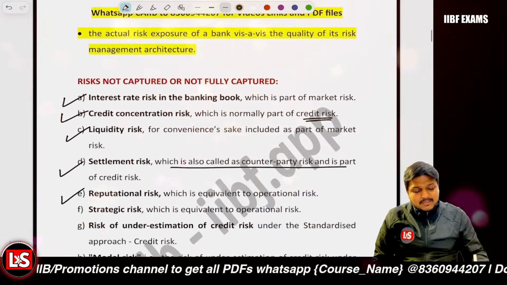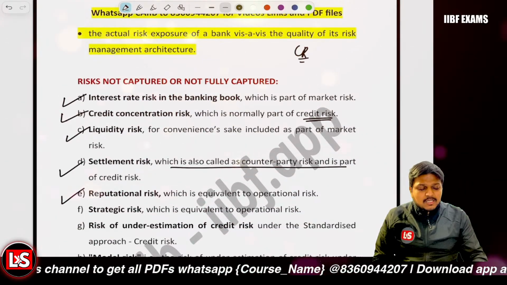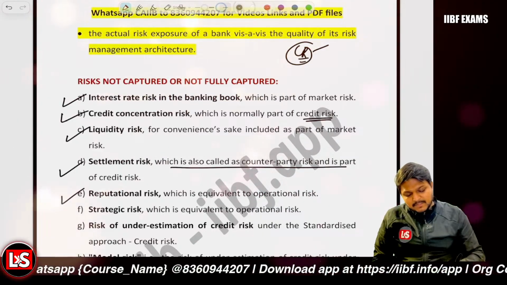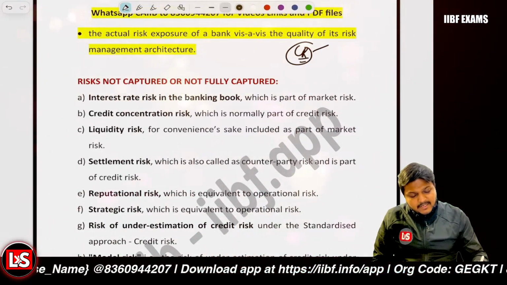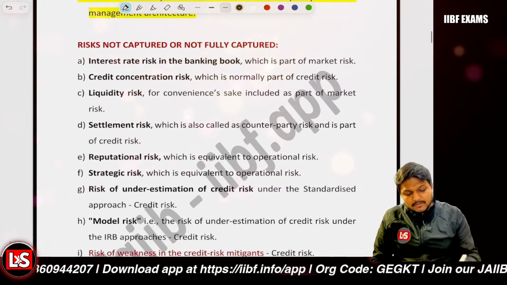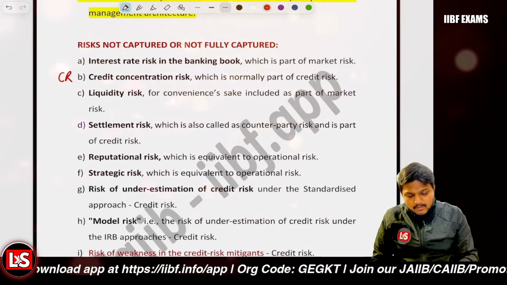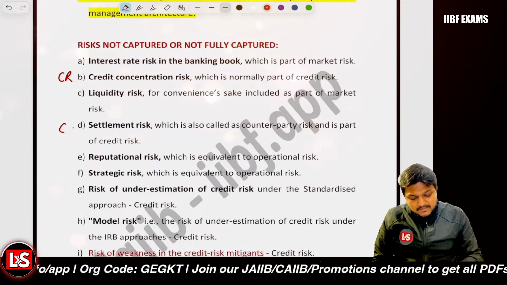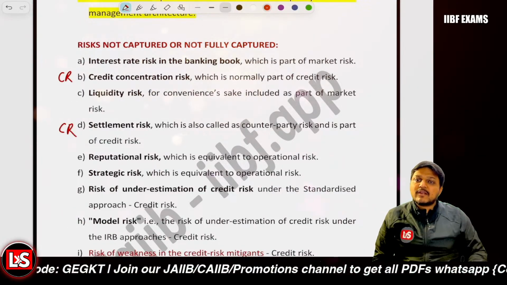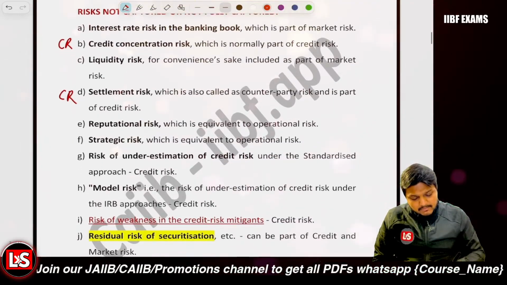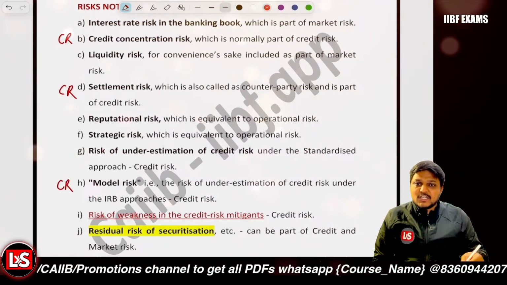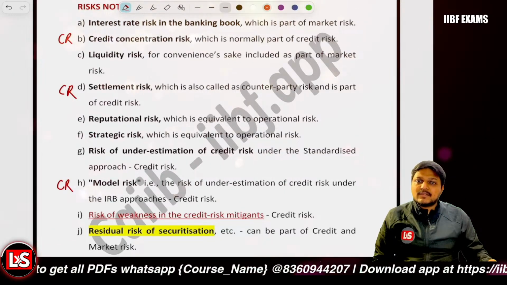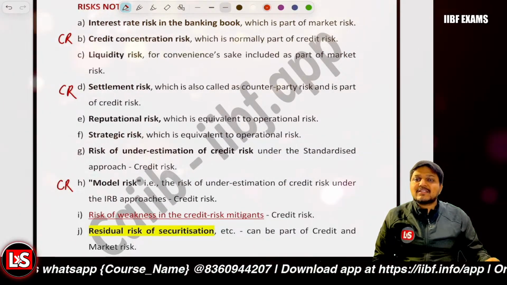If you're talking about just the credit-risk-related risks which are not covered, let me tell you which they are. First of all, it's the credit concentration risk. Then the counterparty risk or the settlement risk, which is also part of the credit risk. Then further, it's the model risk. Let's say there is an issue with the modeling, leading to underestimation of the risk. That's basically the model risk, so this is IRB underestimation.